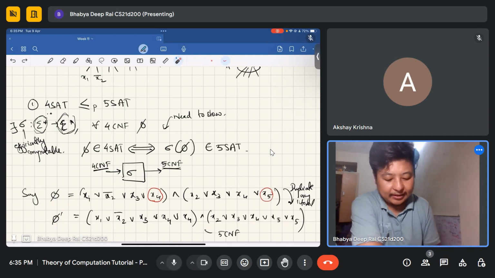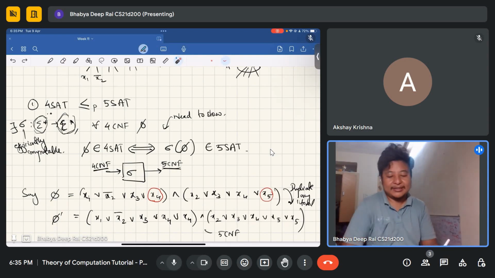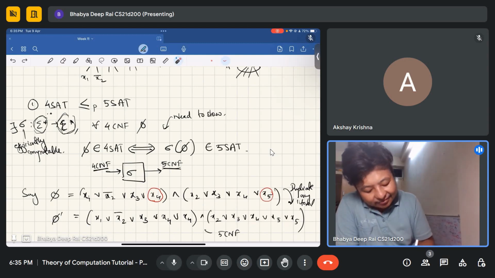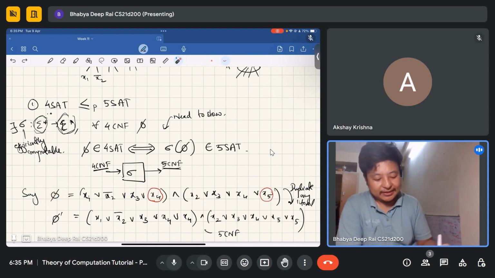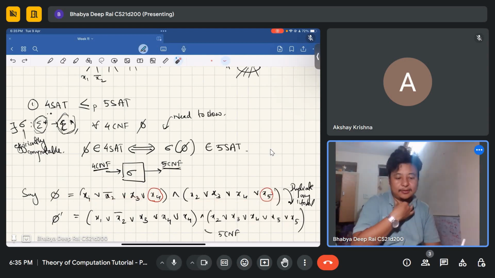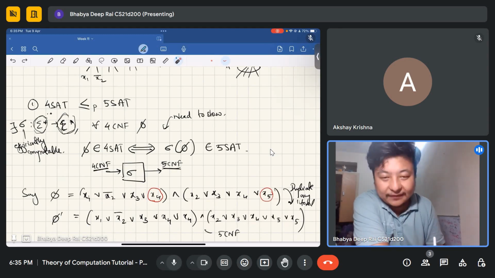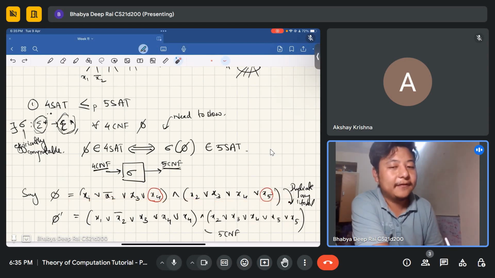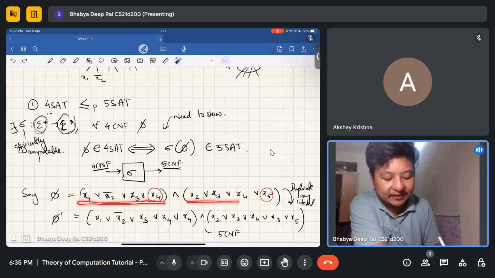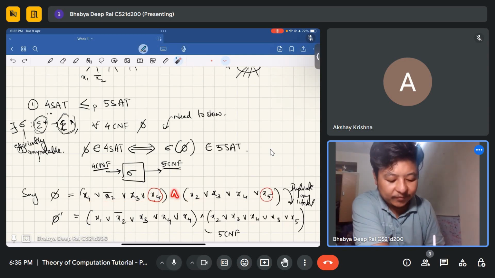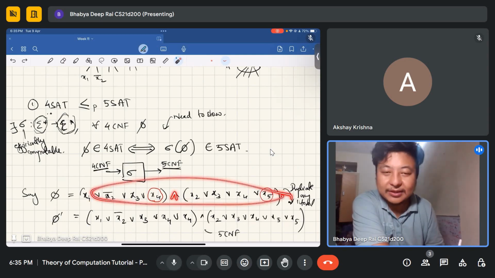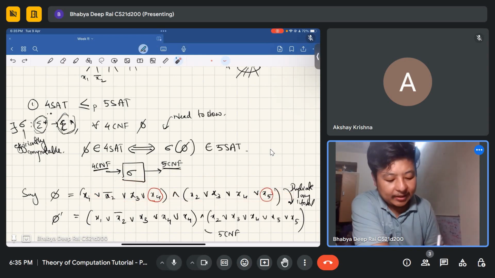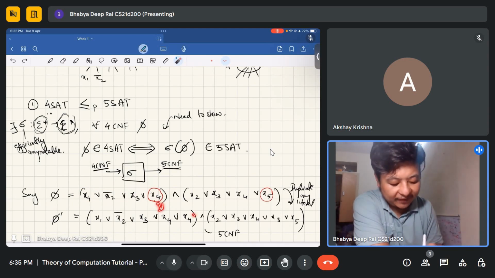Next, I want to argue the other way around. So I'll just say, if phi is not satisfiable, no matter what assignment I give, I cannot satisfy it. So what does it mean? If it is not satisfiable, then at least one of them is not satisfiable, right? Because there is an AND gate. That's why this entire formula was actually outputting a 0. So let's say this is the formula that is not satisfiable. So what do you have in the corresponding phi prime?